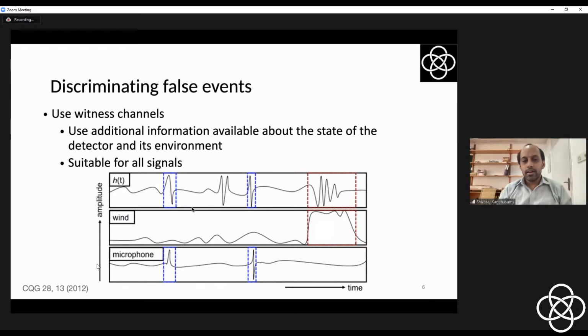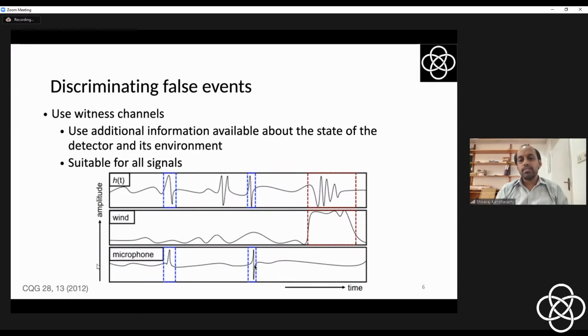So in this plot, we see an excess in the strain channel. At the same time, we also see something in the microphone. So this suggests that this is probably not a gravitational signal, because we also see something in the microphone, which is not sensitive to gravitational signals. If you see something else here and you don't see anything in these two corresponding channels, then this gives us confidence that it is probably not due to the environment, at least not due to wind or sound. So if we eliminate the possibilities, then we can say that it might be a gravitational signal.